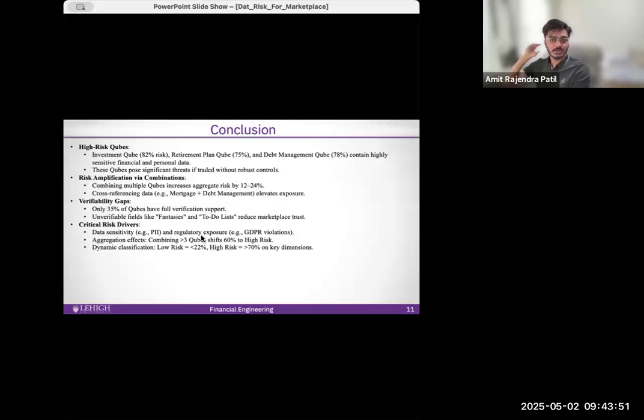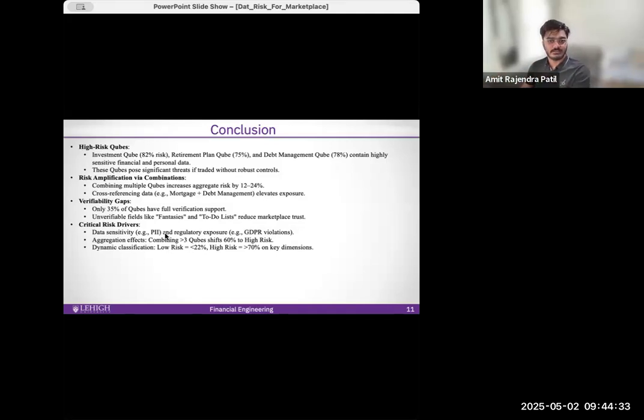Then the verifiability gaps. There is a gap as per the verifiability algorithm which I have defined, because the data records are not matching. I've added only PII; any kind of PII data can be verified in this case, but not any other kind of information or data record, which can be related to financial or something different. That is why we can see a huge gap here. There are data record types such as fantasies or to-do lists which can't be verified, so the gap remains there.